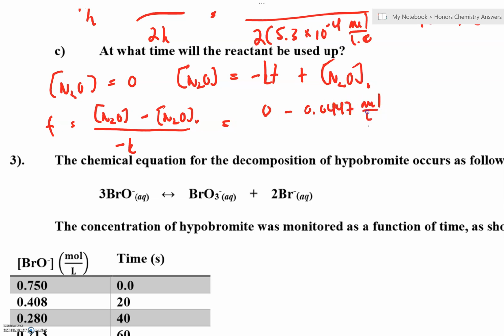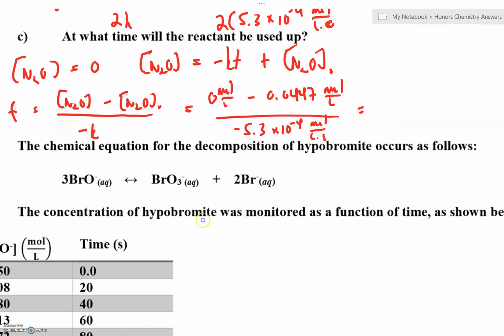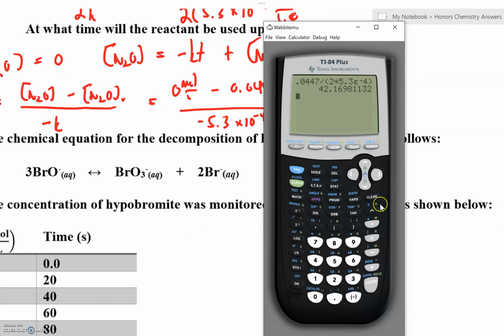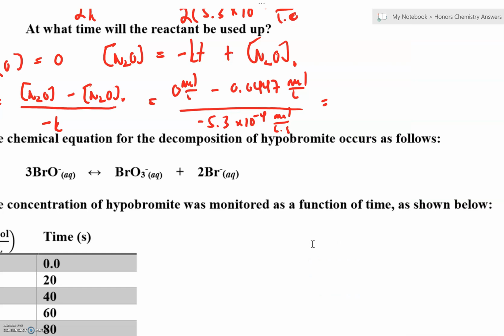So let's just plug everything in. Let's keep our units consistent. This is 0 moles per liter. And our rate constant K, negative 5.3 times 10 to the negative 4 moles per liter per second. Moles per liter are going to cancel, leave our answer in seconds, which is what we want. So going to our calculator, we'll say 0 minus 0.0447.